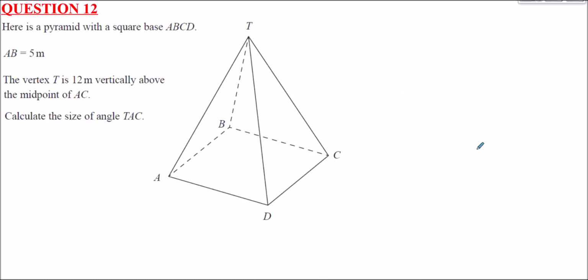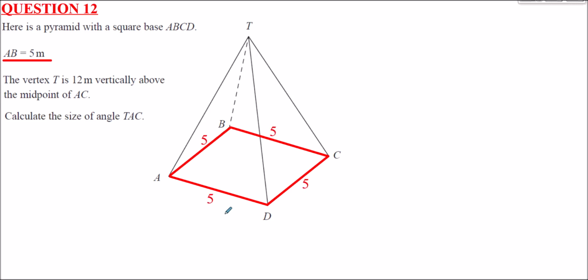Question 12, we've got a square-based pyramid ABCD. We're told that AB is 5 meters. So AB, as you can see, is a length of this square base. So AB is 5 meters. Let's focus in on that. Because it's square-based, AB, which is 5, will be the same as BC, which is the same as CD, which is the same as AD. The square has all the sides the same length. So all these sides in red are going to be 5.